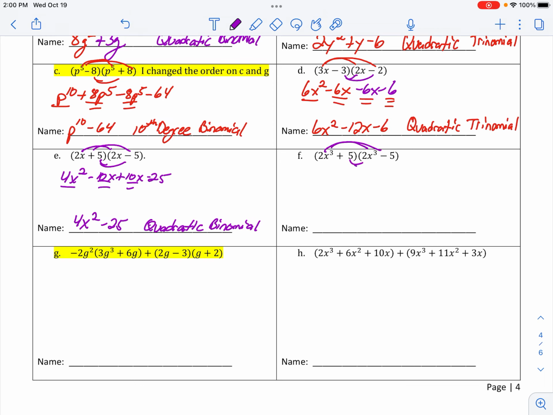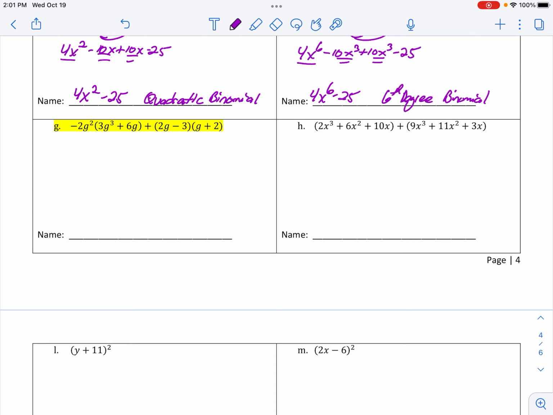Letter F. Keep distributing. 4x to the 6, add the exponents. Minus 10x to the third, plus 10x to the third, minus 25. 4x to the 6 is the first term. The cubic terms, the x to the thirds, cancel out because they're opposite coefficients. Minus 25. And this is a 6th degree binomial.